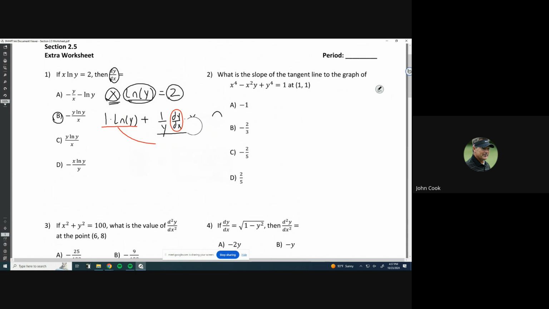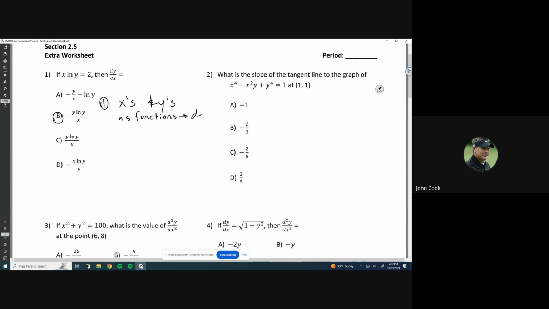So here are the steps that I went through. First things first, when I recognize that it's implicit differentiation, that's kind of just obvious. But first thing, I treat the x's and the y's as functions, and I do the derivatives for both. The next step, all the stuff that has dy dx is on one side, and then the non-dy dx stuff is on the other side of the equal sign.